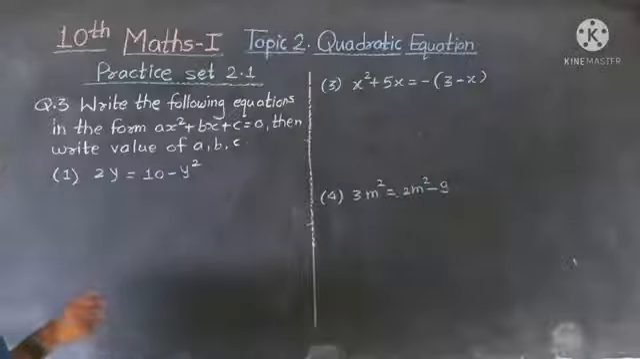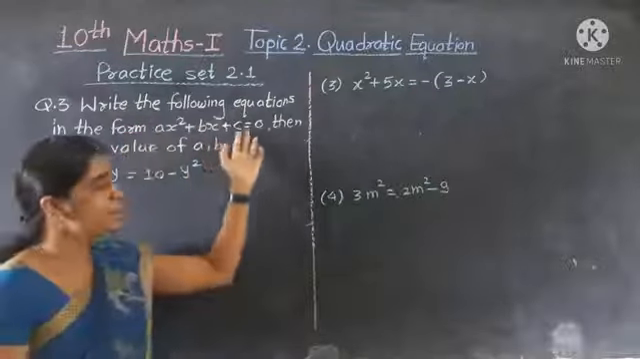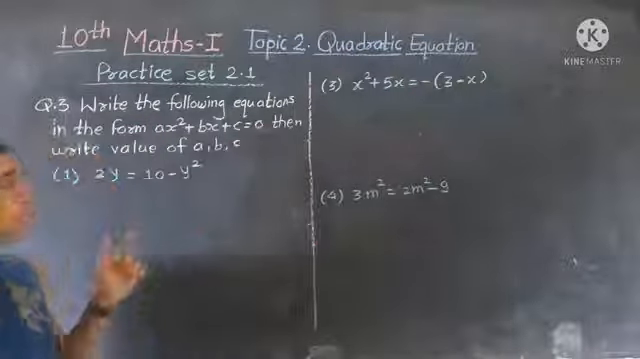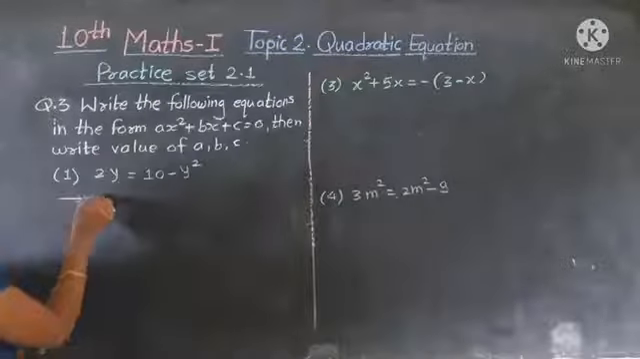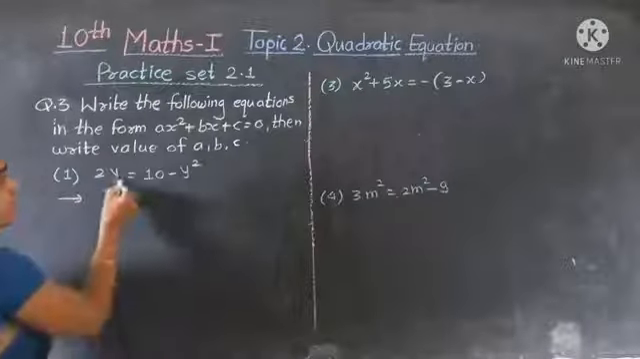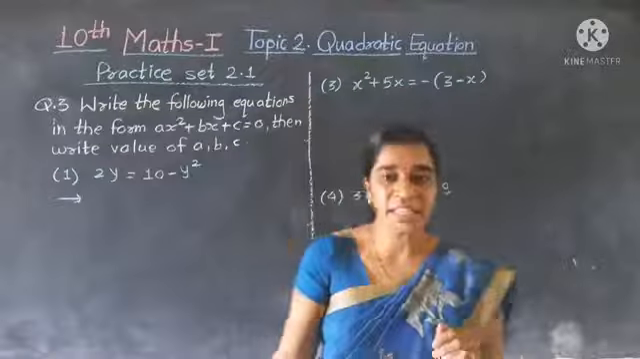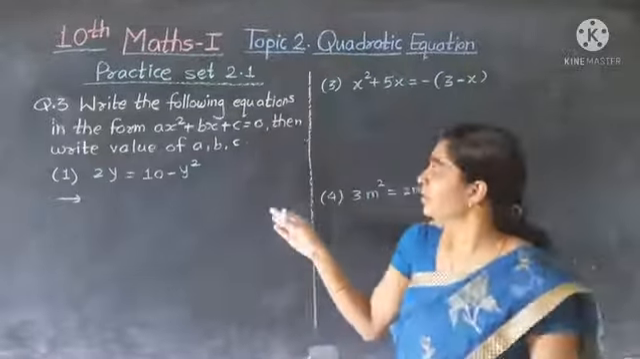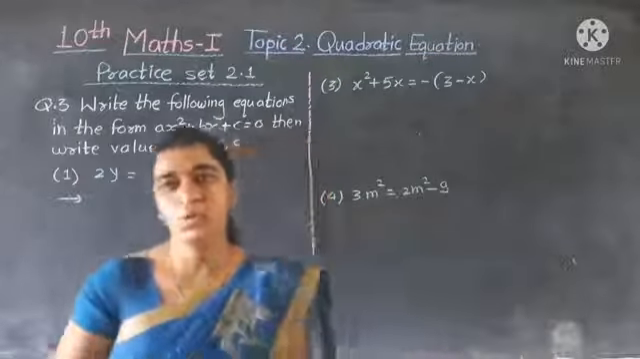See question number 3. Write the following equation in the form ax square plus bx plus c is equal to 0. Then write the values of a, b, c. We are given the first example, 2y is equal to 10 minus y square. Here 6 examples are given. I am solving only 3 examples here. Remaining 3 examples you solve yourself.